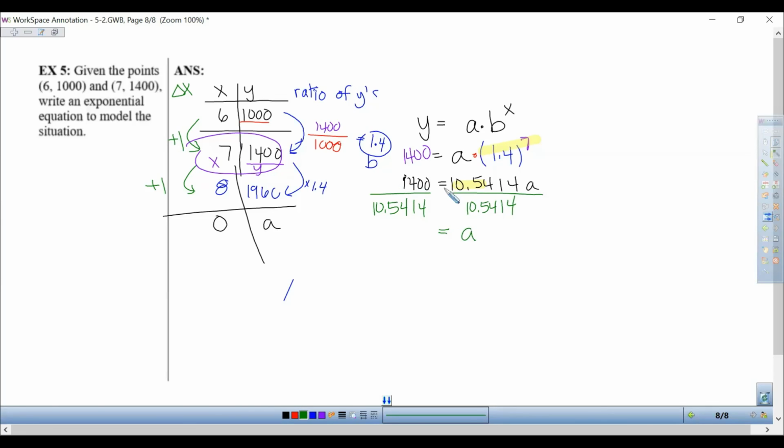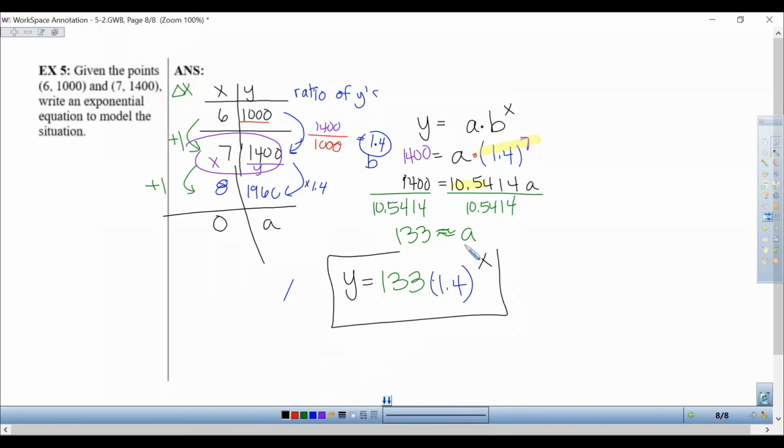So if I divide 1,400 by 10.5414, that's going to give me an a value of about 133. Okay, so I'm going to round that to 133. So if that's my a value and my b was 1.4, I want to plug those two in. So y is equal to a, which was 133, times b, which was 1.4, raised to the x power. Okay, so my answer is that.